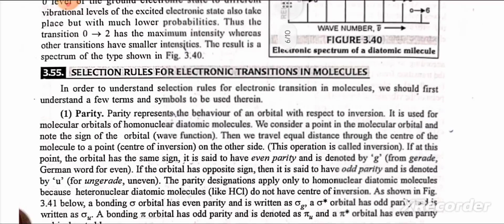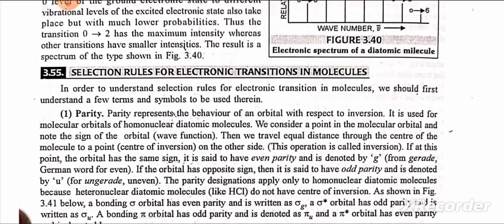Selection rules for electronic transition in molecules. In order to understand selection rules for electronic transition in molecules, we should first understand a few terms and symbols to be used therein. First one, parity.